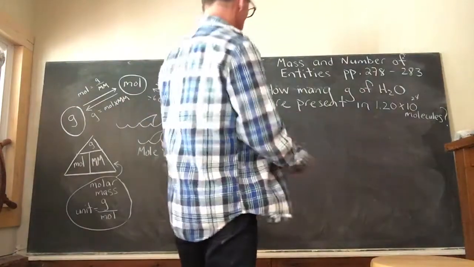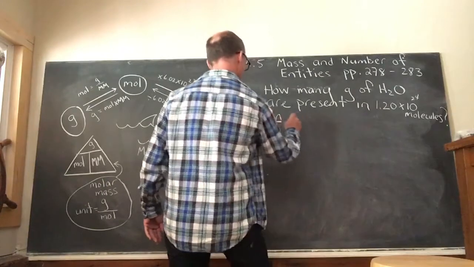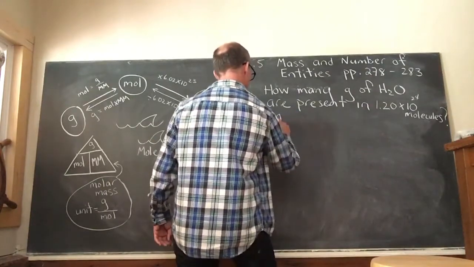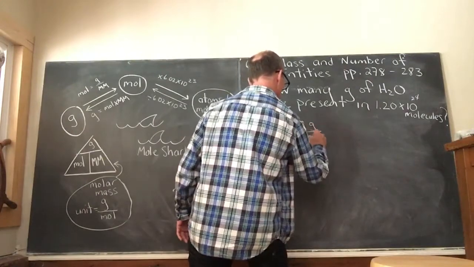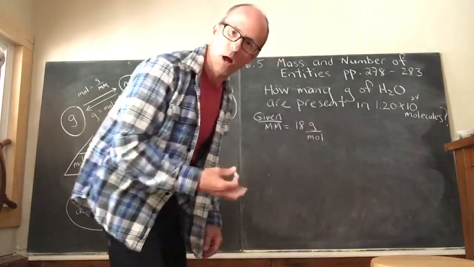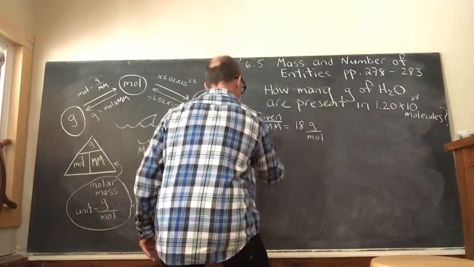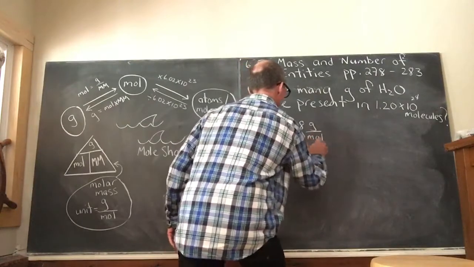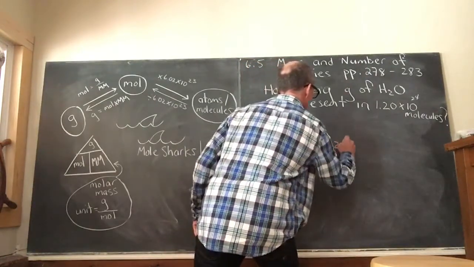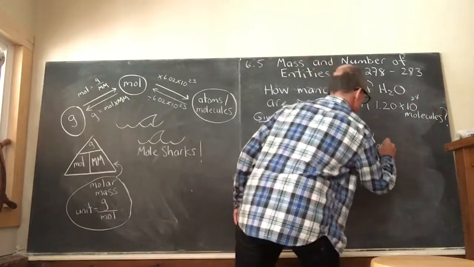Let's go through it. Well, we know a couple things. The molar mass of water, of course, I've gone through it a number of times. This will be a number you'll probably memorize, to be honest, 18. And we know that the number of molecules is given, roughly 1.2 times 10 to the 24th.